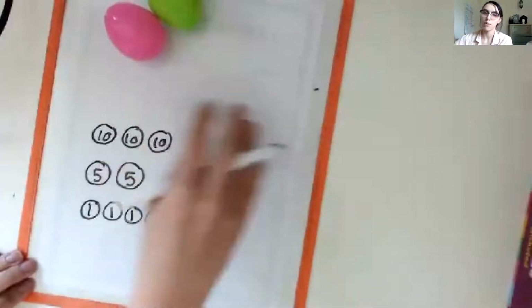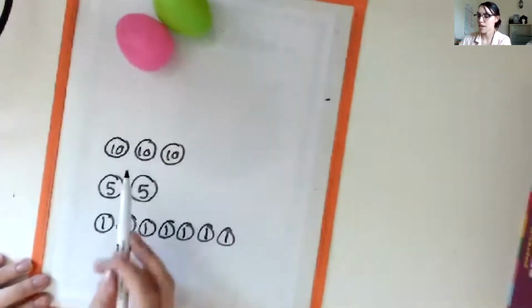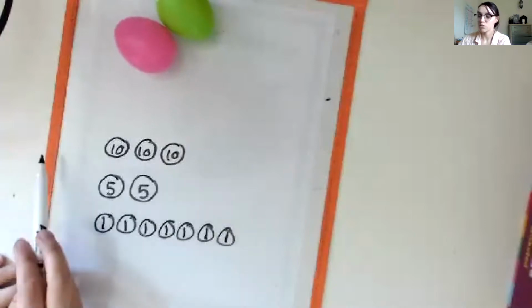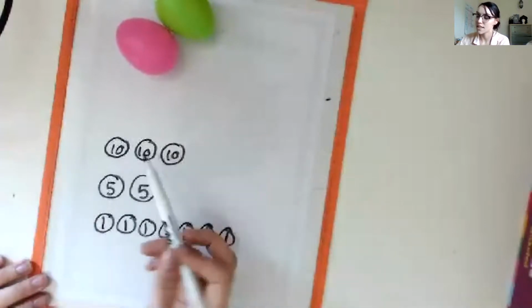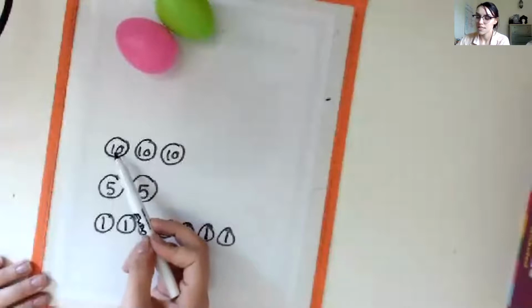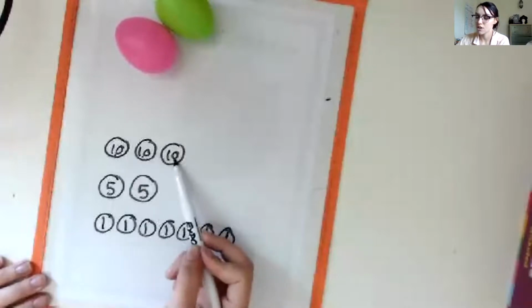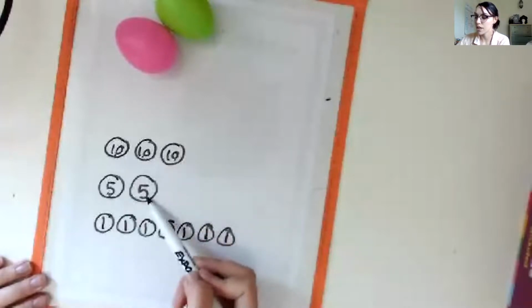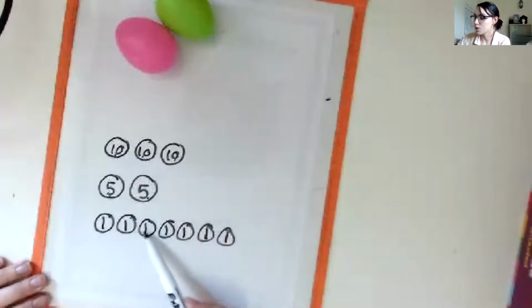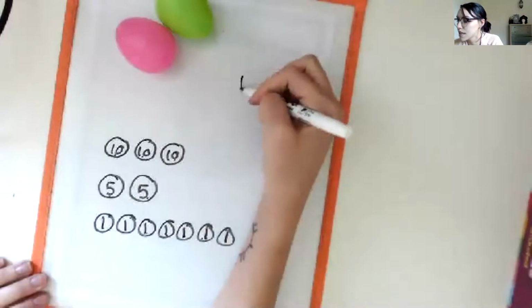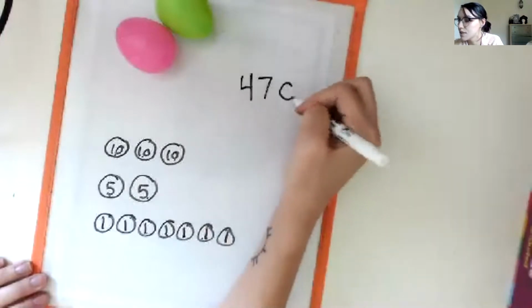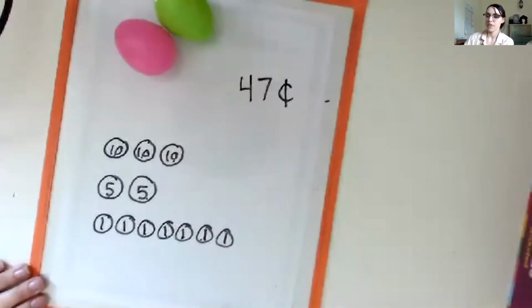All right. Remember, our first option for solving would be to count all these up. Let's try that. Let's skip count. 10, 20, 30, 35, 40, 41, 42, 43, 44, 45, 46, 47. 47 cents in Luna's Easter eggs.